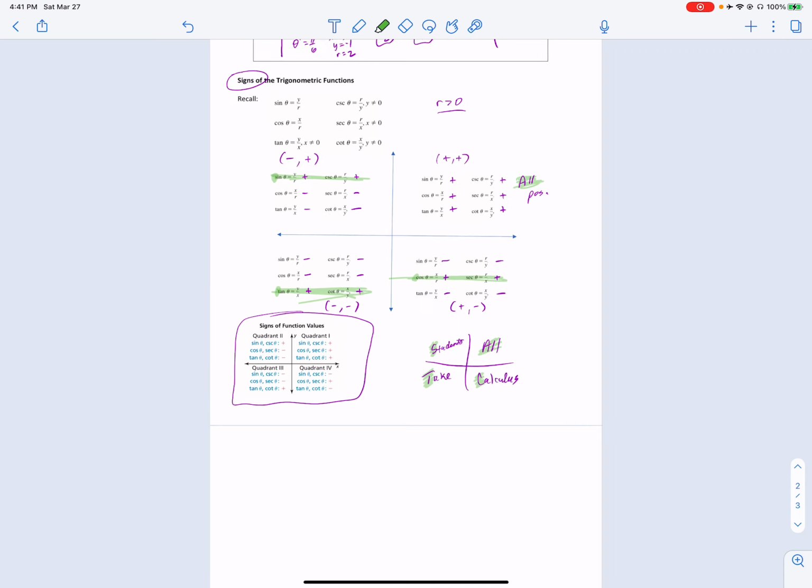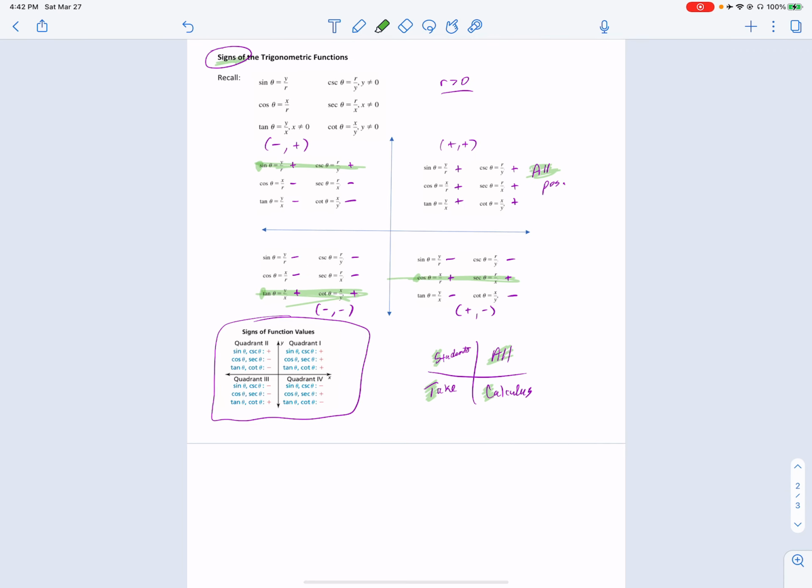You're going to want to make sure that you get these signs correct. And so hopefully you know how to get the correct sign just by using the definitions, but here's another little thing to use to memorize them.